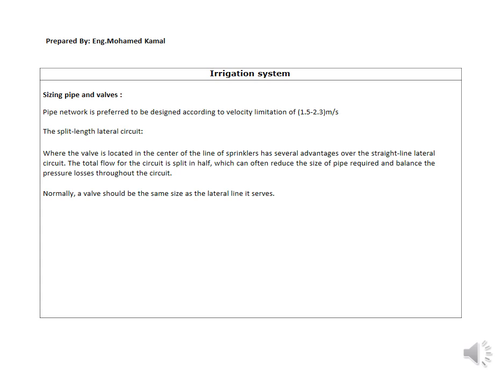Sizing of pipes and valves. Pipe network is preferred to be designed according to a velocity limitation from 1.5 to 2.3 meters per second. Split lengths for lateral circuits.